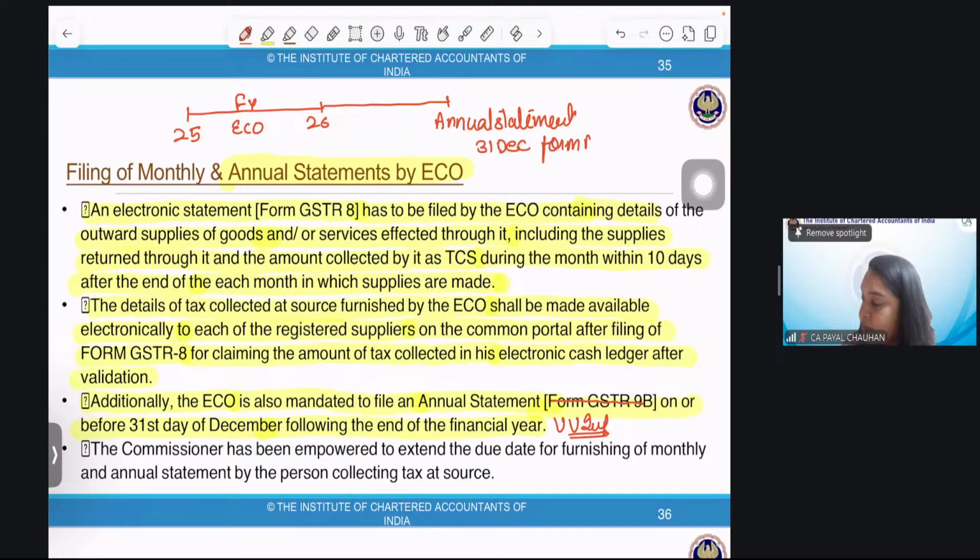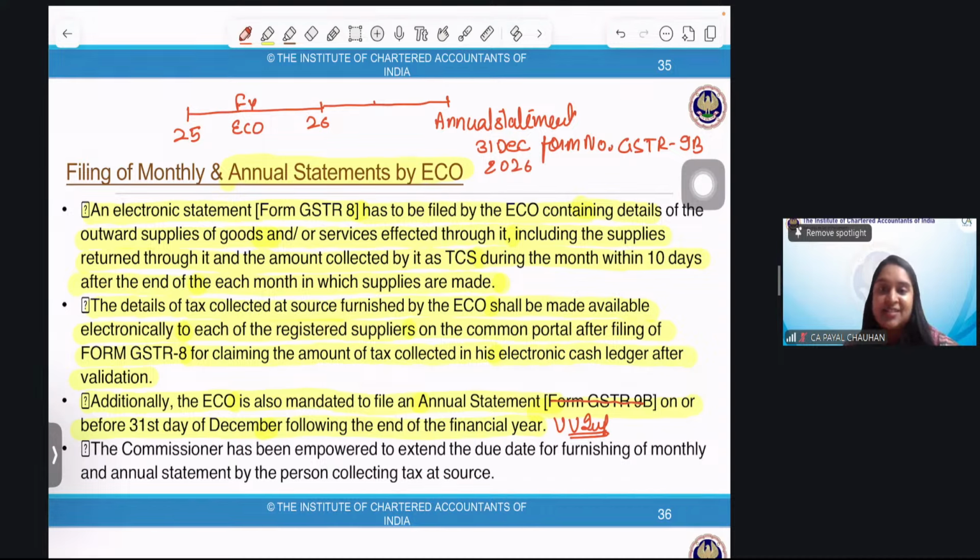In which form number? Who can write me the form number? GSTR 9B, yes, very good. 31st December of 2026. Perfect. Same in case the recipient fails to file, I have to ask them to update, right?